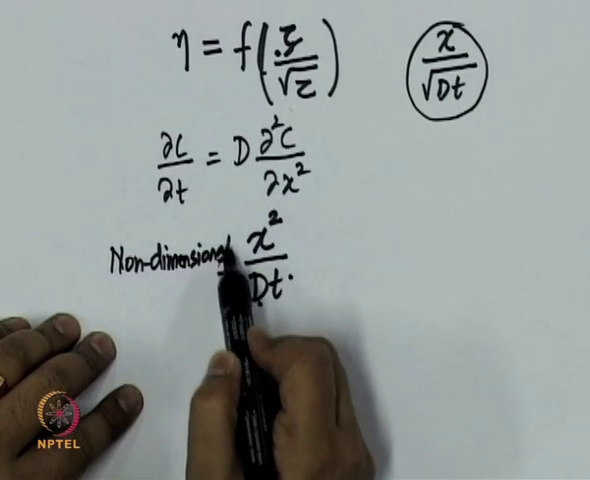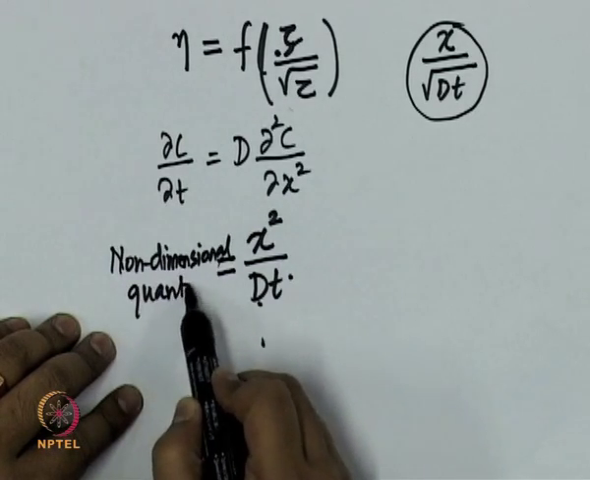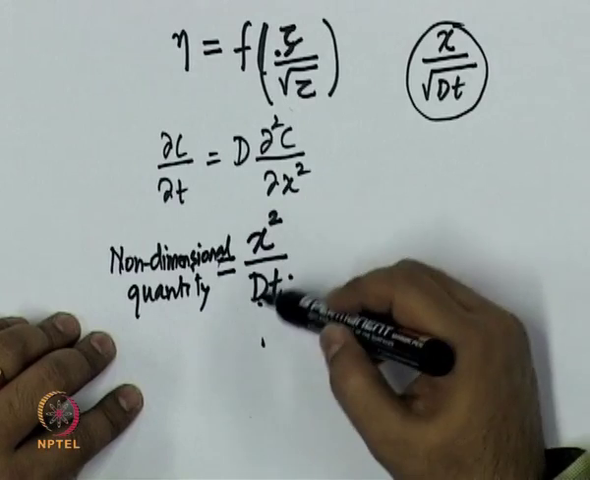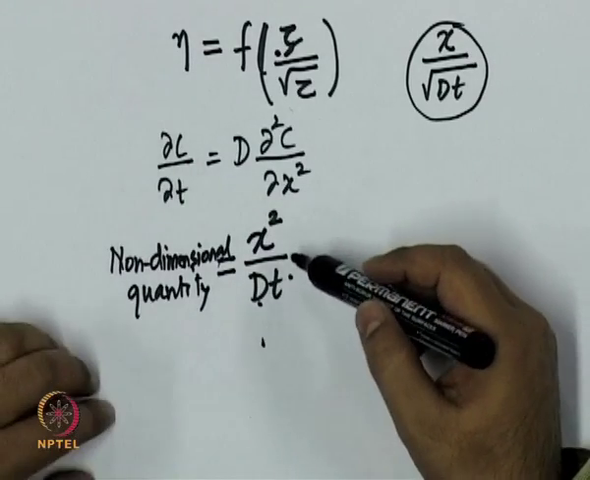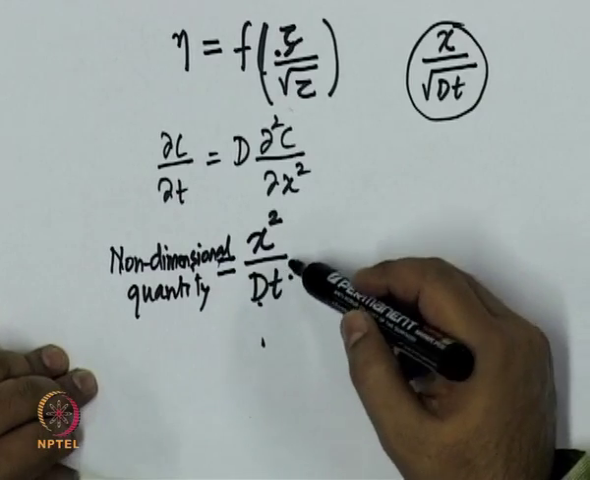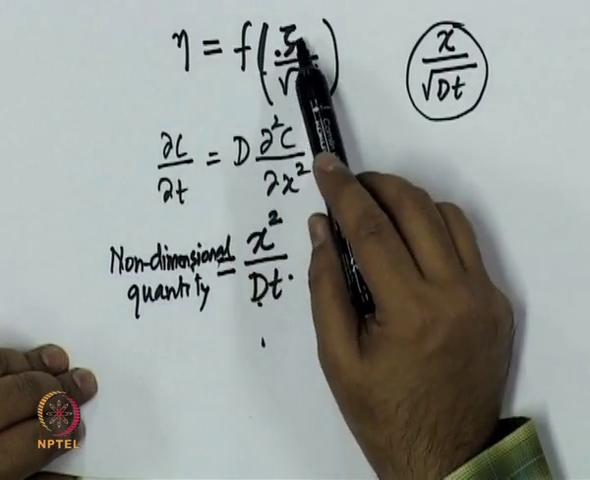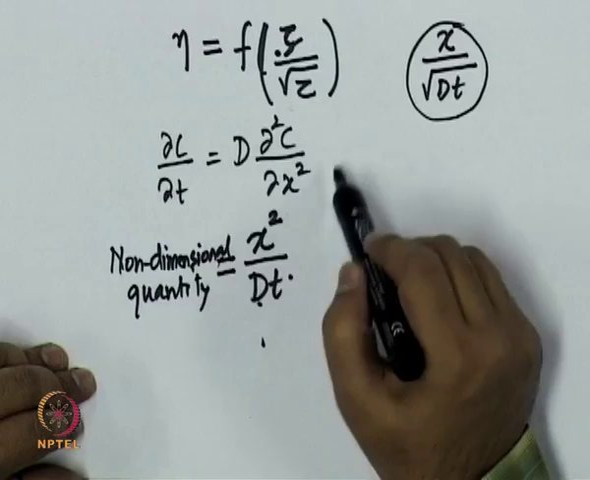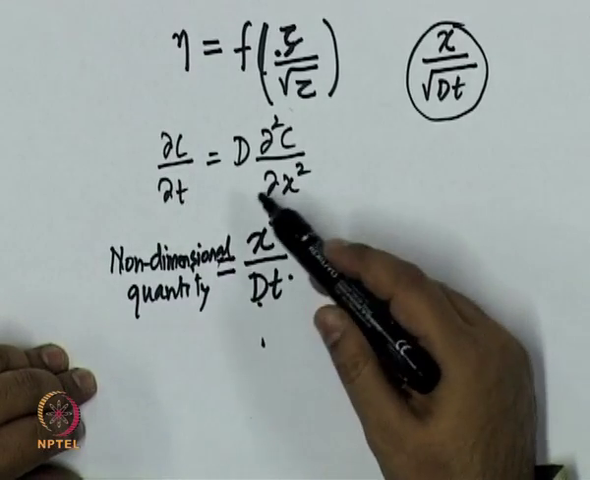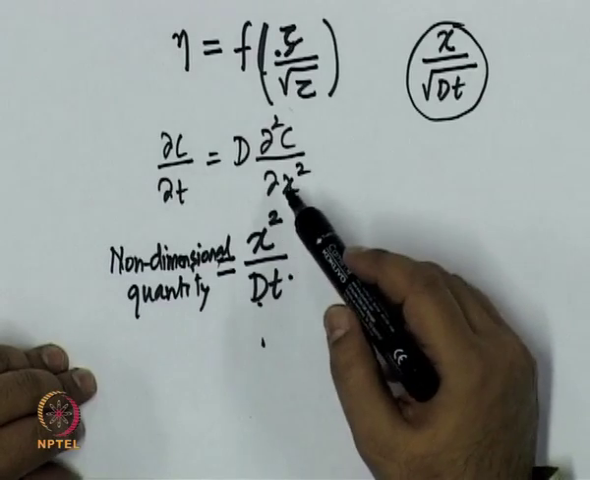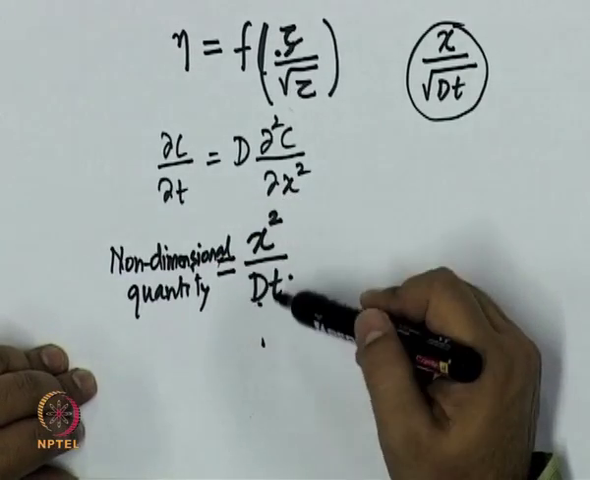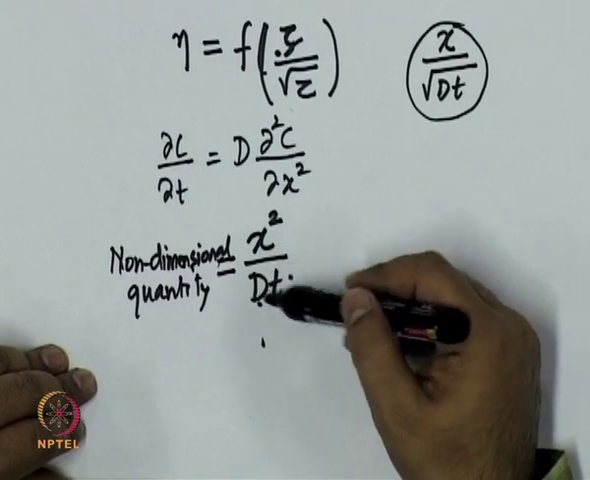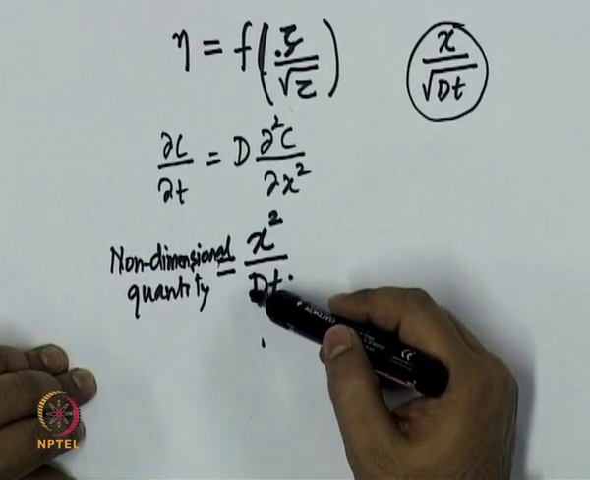As x and t change, this quantity's value can change, but it does not have any dimensions. For a given diffusivity, this is a non-dimensional quantity. So what we are saying, when we assume that eta is only a function of this quantity, is that any solution of this equation will have only this quantity, because if you take the non-dimensional version of this equation, this is the only non-dimensional quantity that you can make.